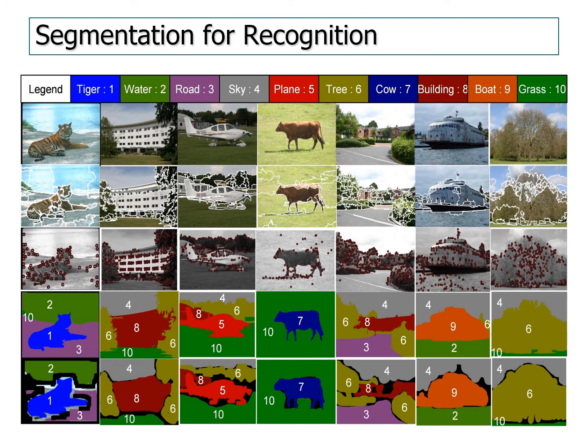So here's a good example. If you can do a good segmentation, then the recognition can be done in each region. If you have the tiger here quite well segmented, then detecting and recognizing the tiger will be quite straightforward. But of course, there are always some exceptions.